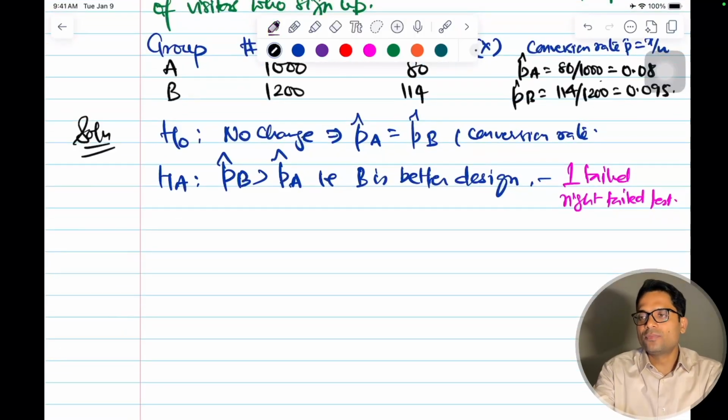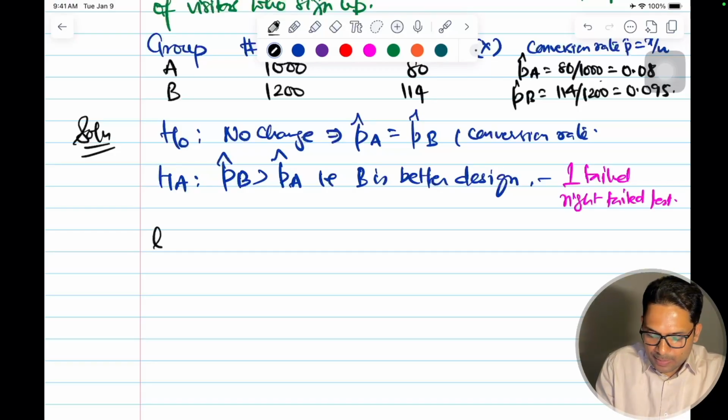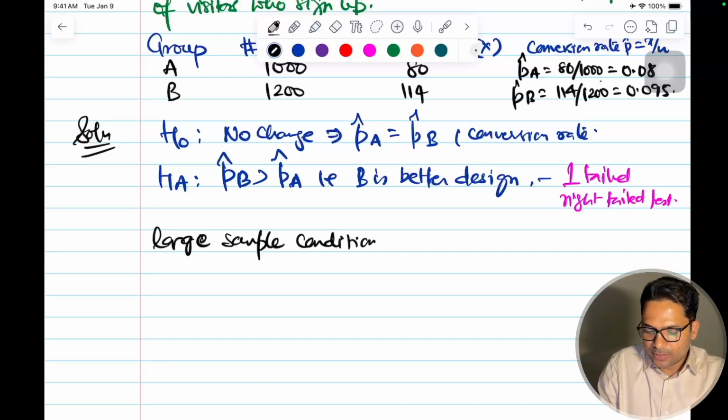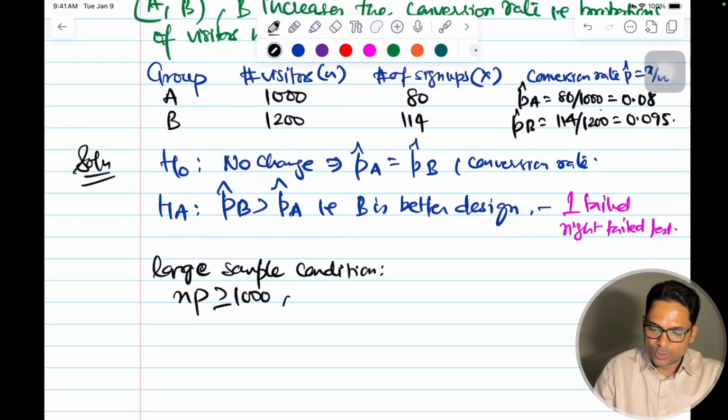And let's put the formula. Also let's check the large sample condition, whether I have enough samples or not, so that the binomial can be approximated as normal, because all the formulas have come from there. What was the large sample condition? That the number of successes should be greater than or equal to 10. What is our number of successes here? np, that is your X, the total number of successes.